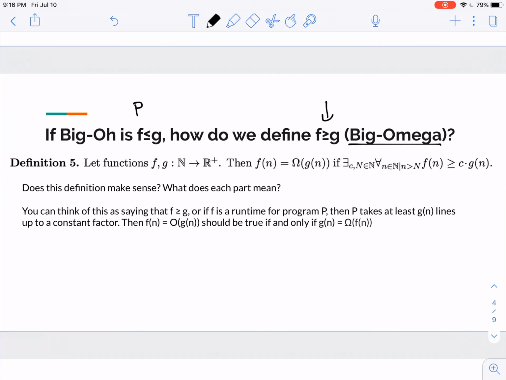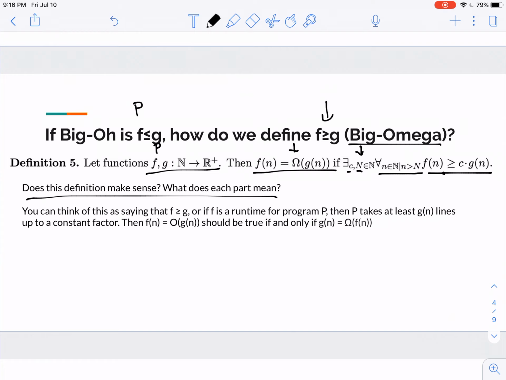So big omega is provided here in definition 5. Again, let f and g be functions from natural numbers to the positive reals. You can think of f as the runtime of some program P. Then we write f equals big omega, the capital Greek letter omega, of g of n, if there exists some c and some big N, such that for any natural number n greater than big N, f evaluated on n is greater than or equal to c times g evaluated on n. So again, remember, whenever you see a definition, does the definition make sense? What does every part mean? Well, this big N here is capturing the fact that this is an asymptotic relationship.